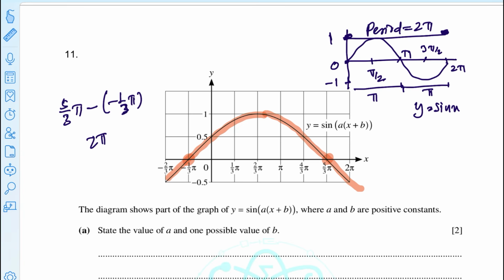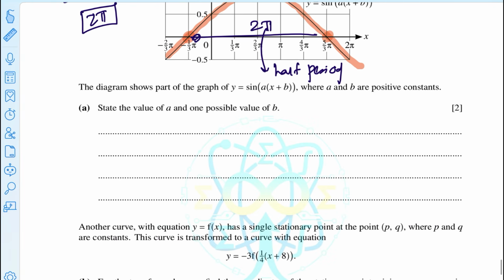You can check this. So 2 pi means what? This is the half period. From this value to this value, I got 2 pi here, and this will be known as your half period. Did you understand? So if I talk about the full period, it will be 2 times 2 pi, that equals 4 pi. Is it okay?